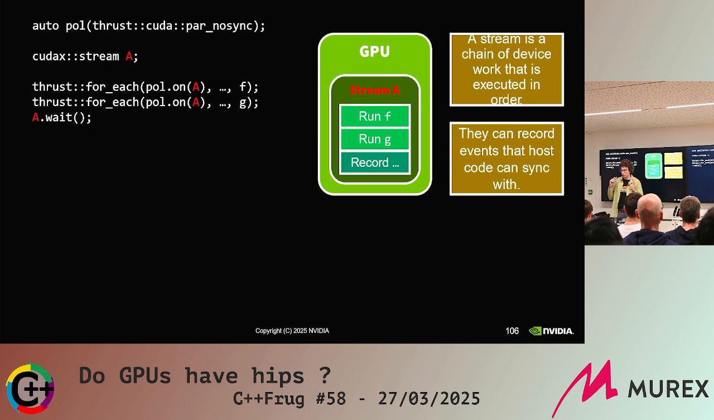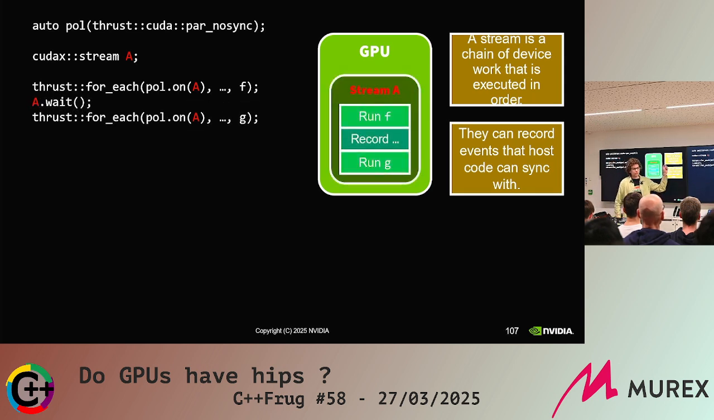So a stream can record an event that host code can synchronize with, waiting for all work up until that event to complete. And you can do this in code by simply calling wait on the stream object, which will implicitly record an event. And in this case, it'll wait for both for eaches to complete. But if we instead wait before the call to the G for each, then we're going to only wait for the F for each, even if that G for each was added to the stream by some other thread.